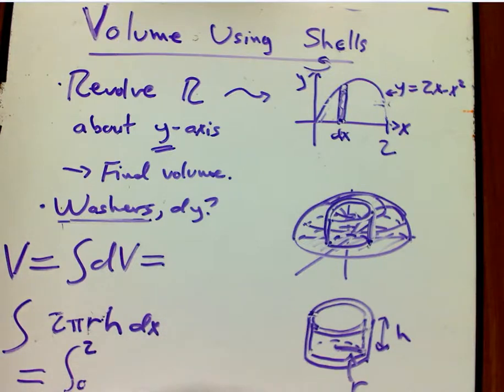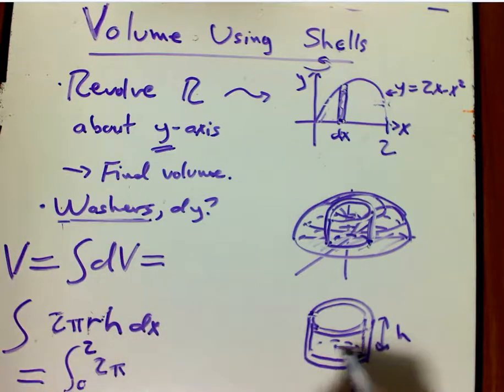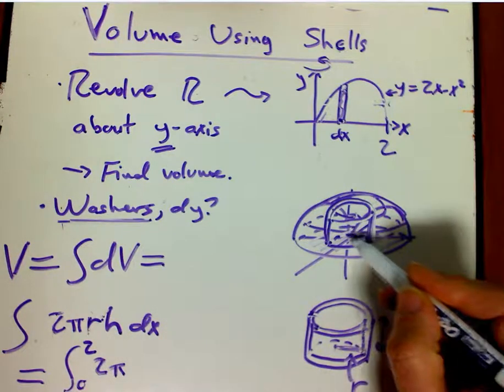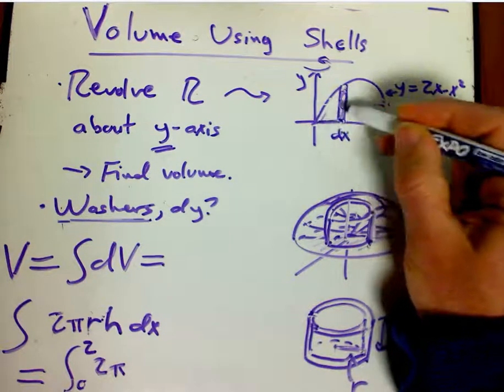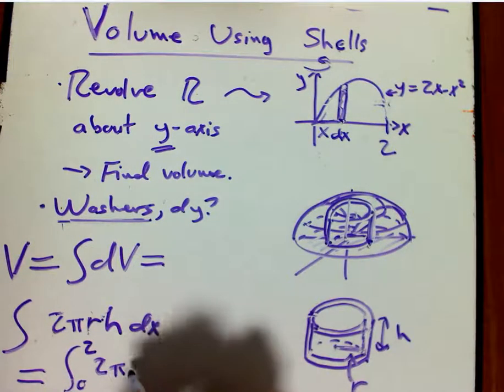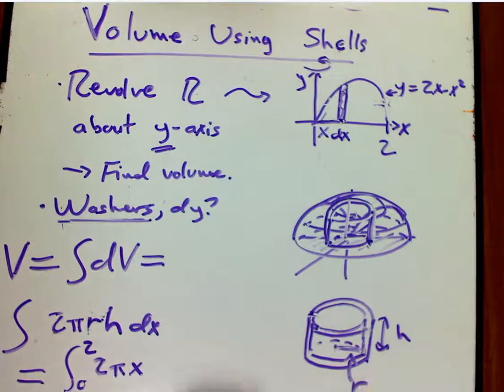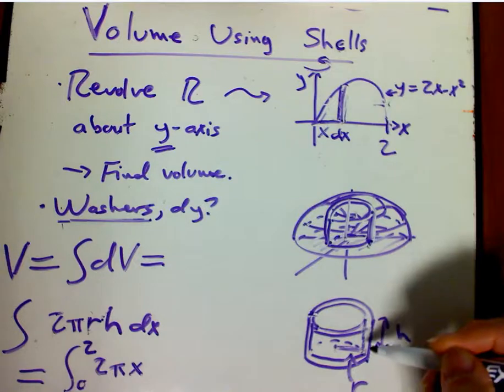Okay, so 2 pi. Now what is r? Well, r was just how far that shell was from the axis of revolution. That's how far this particular strip was from the y-axis. That is called x. Well, that's pretty good. In some cases with an offset axis, that'll be a little more complicated. And then you need the height of the cylinder. That just comes from the height of the strip.